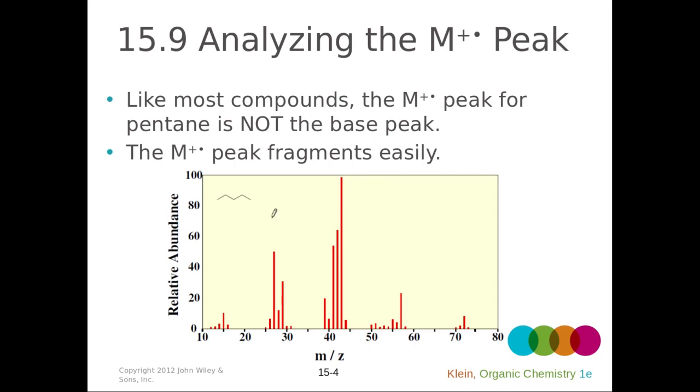Okay, here we have pentane, so we have the molecule represented here, and you can see that pentane fragments easily. In fact, the base peak isn't nearly the molecular ion peak. So the molecular ion peak for pentane would be what? So we have C5H what? 12. And so let's see, I had some notes around here somewhere. I'm looking for my notes.